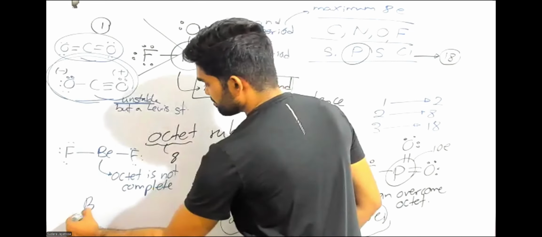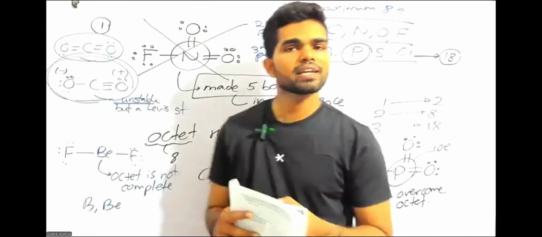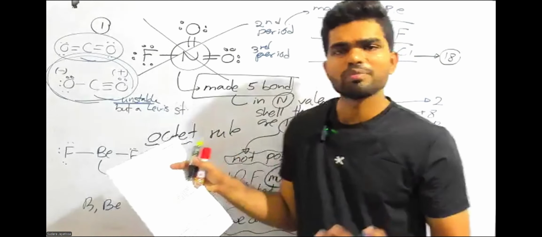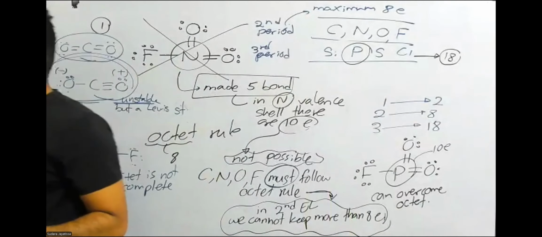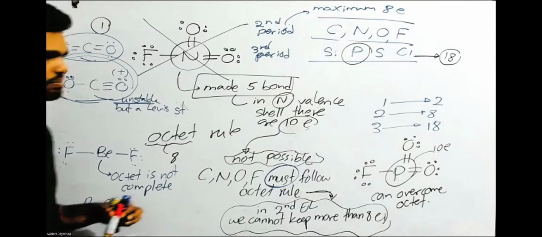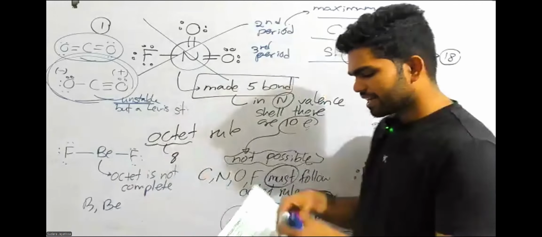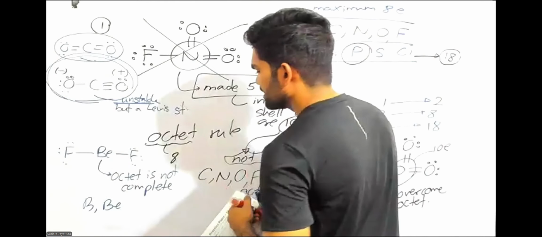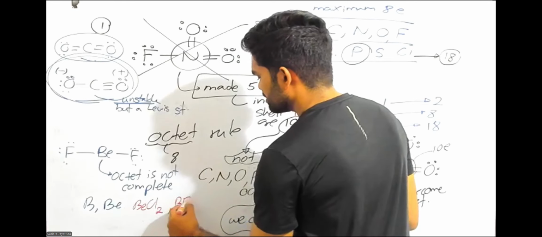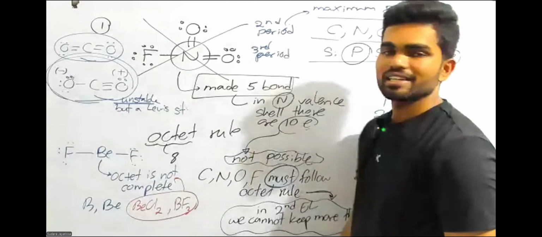So boron and beryllium can keep less than 8 electrons, because they are metals, no? They are not that electronegative. So they are not trying to complete the octet, so they don't need to. They just try to make some bonds and achieve the octet in some other way. We will be discussing it later. Just know there are compounds like BeCl2 and BF3. They are electron deficient. The octet is not completed.